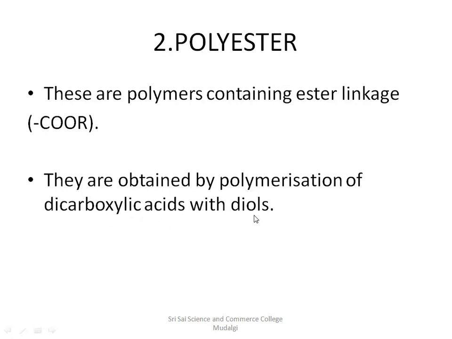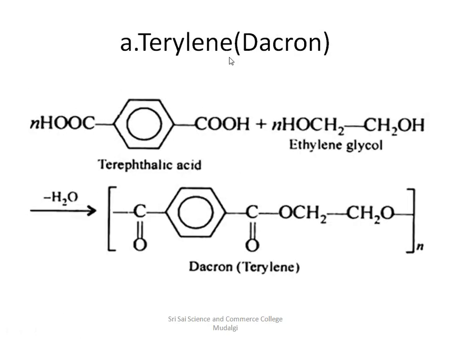Now study, madam, that is dicarboxylic acids with diols, right? So in polyesters, these are the polymers which contain the ester linkages, right? So what are the examples for this? The first one is Terylene or Dacron, commonly called as Dacron.